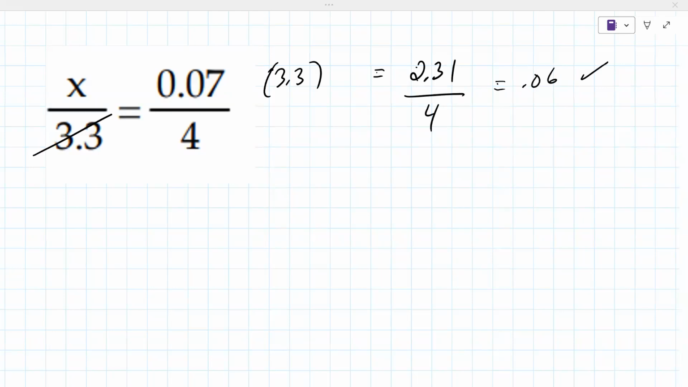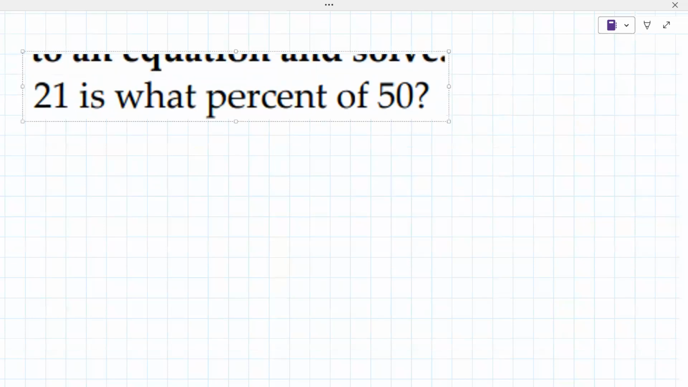So let's turn our attention to some percentages. You can just tell me, hey, I've seen this or I've not seen it. 21 is what percent of 50? One way to do this is to turn it into some sort of a fraction. 41%, sorry, 42%. Yeah. Okay.